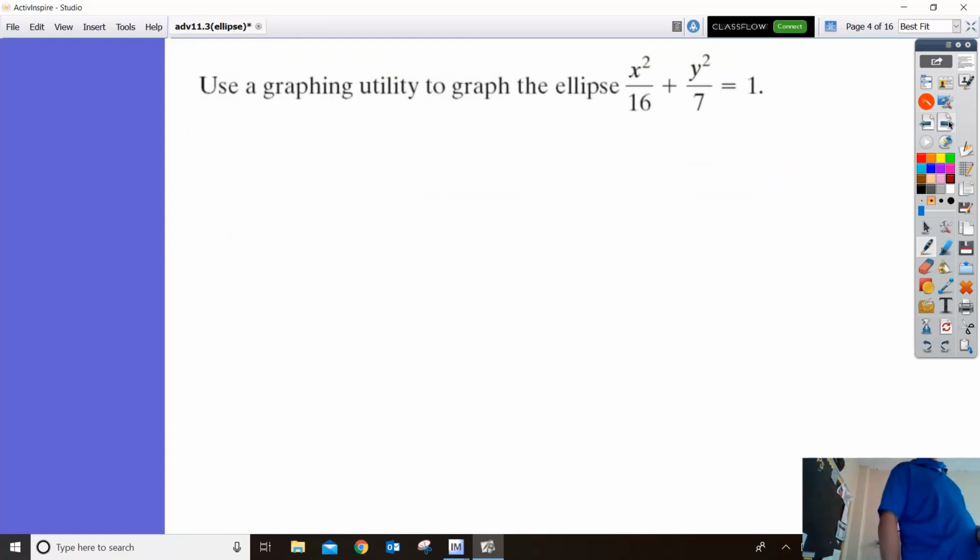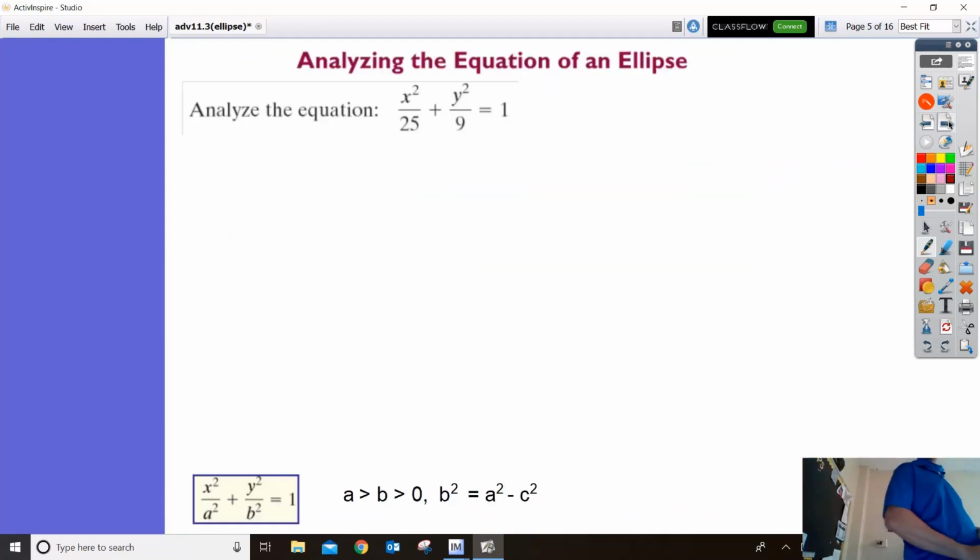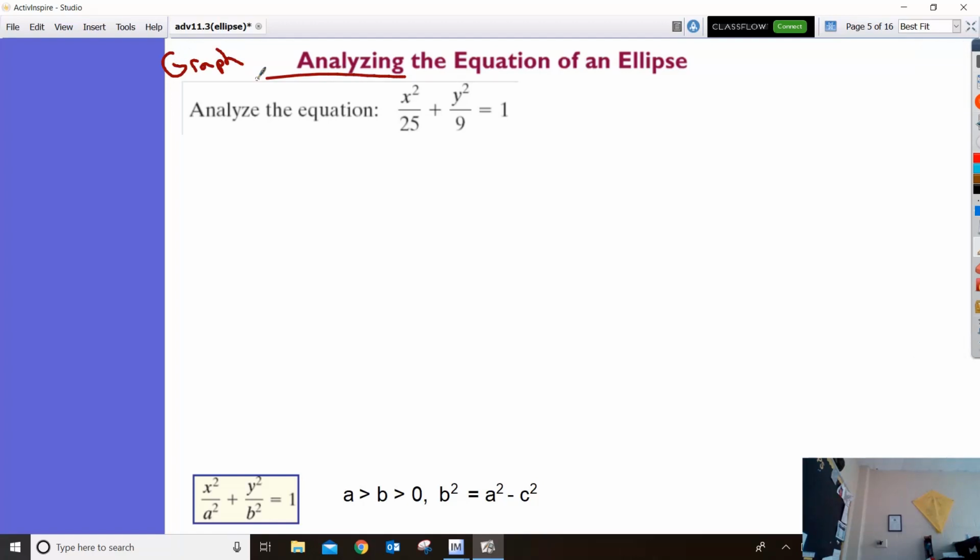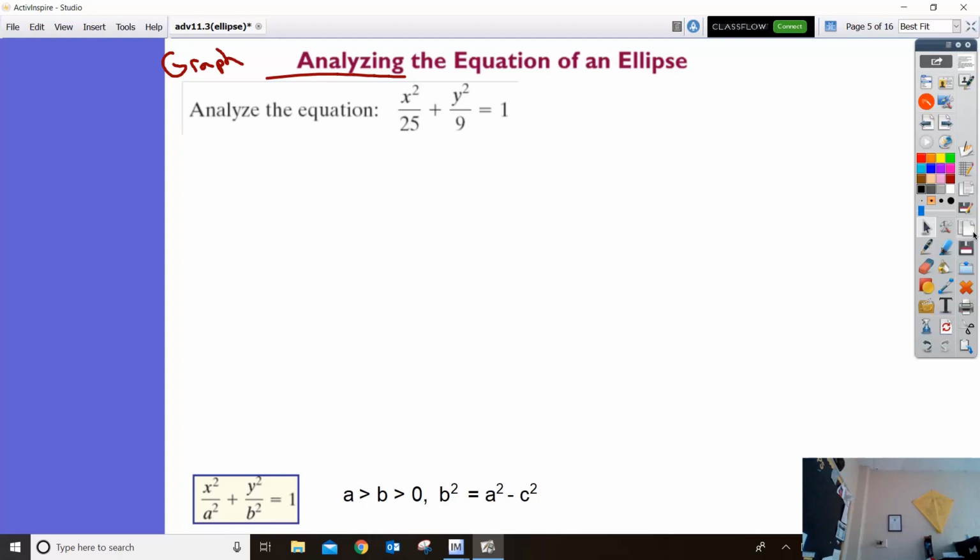We're not going to do this. We are going to do this one. Analyze this equation: x squared over 25 plus y squared over 9 is 1. Anytime you see the word analyze, that does mean graph. Ultimately, the goal is graph. Anytime you see analyze, it means graph. Now, line up with your form, kids. That's all you do is you line up with your form.